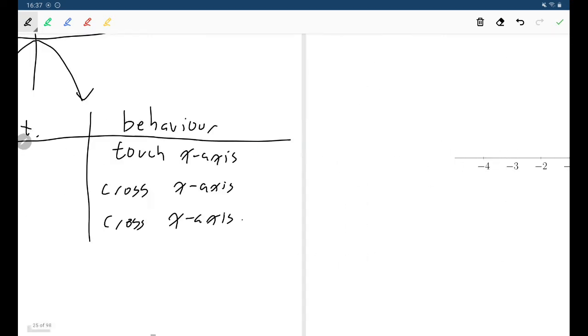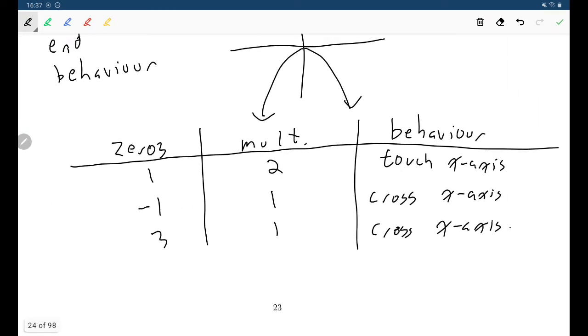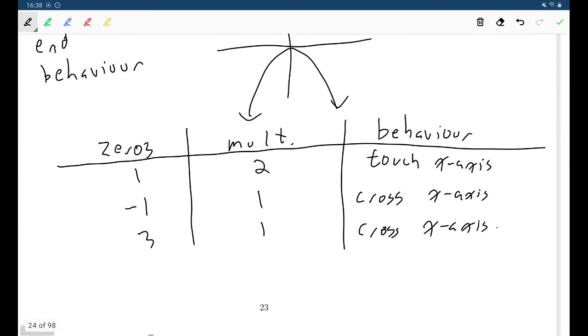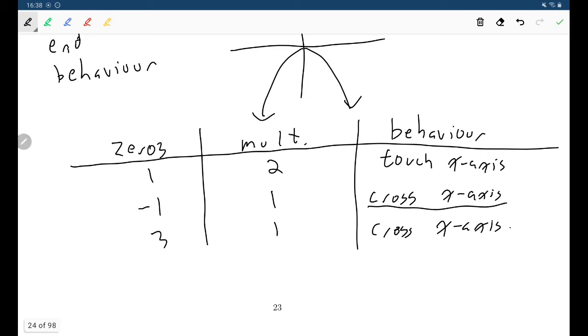We also knew that our end behavior was down on both sides, down on the far left and down on the far right. So to the left of the furthest left x-intercept, we're going down. To the right of the furthest right x-intercept, we're also going down. And then now we'll fit things in using what we have for our behavior. At -1, at that point we're supposed to cross the x-axis. And then at 1, that's where we'll touch the x-axis. And then at 3, that's where we'll cross the x-axis again.